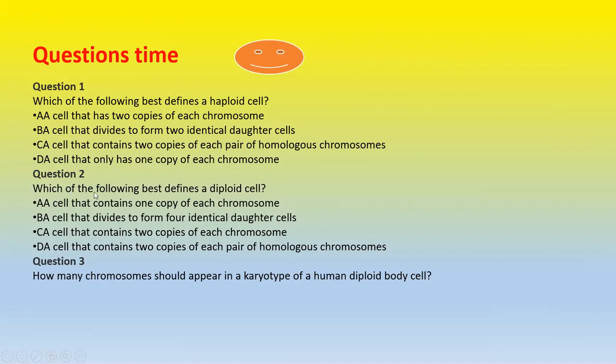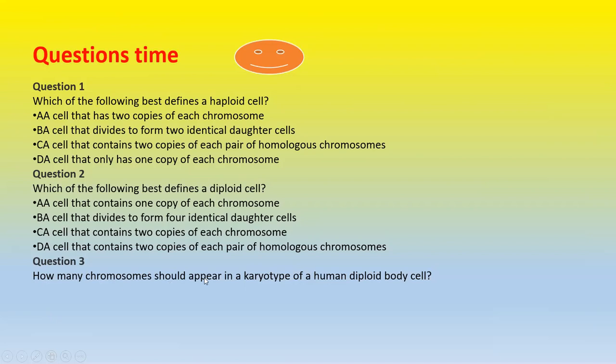Okay, which of the following best defines diploid cells? Cells that contain one copy? Nope. Cells that divide to form 4 identical daughter cells? No. Cells that contain 2 copies of each chromosome? Cells that contain 2 copies of each chromosome, of homologous chromosomes. Of course, number D is the best description of diploid cells.